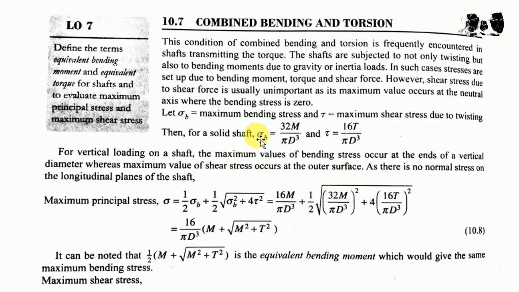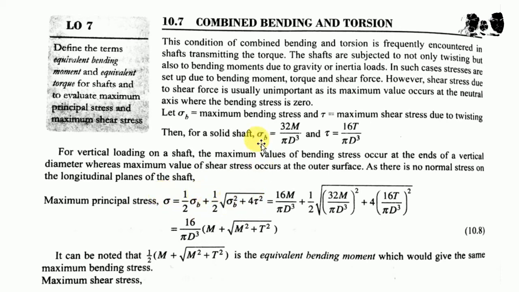Okay, we already know the bending stress, which is 32 M upon pi d cube, and the shear stress, which is 16 T upon pi d cube. We already discussed how these can be derived, or you can refer to the previous lecture. Then we have a generalized equation for the maximum principal stress, sigma 1, sigma 2, which is sigma equal to half sigma b plus half under root sigma b square plus 4 tau square. This is a generalized equation for principal maximum stress.